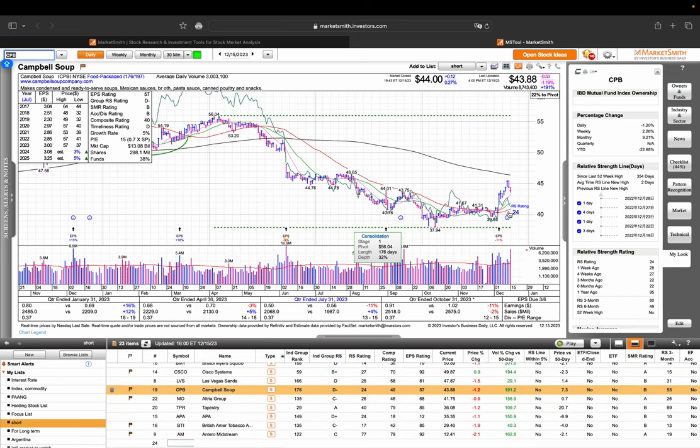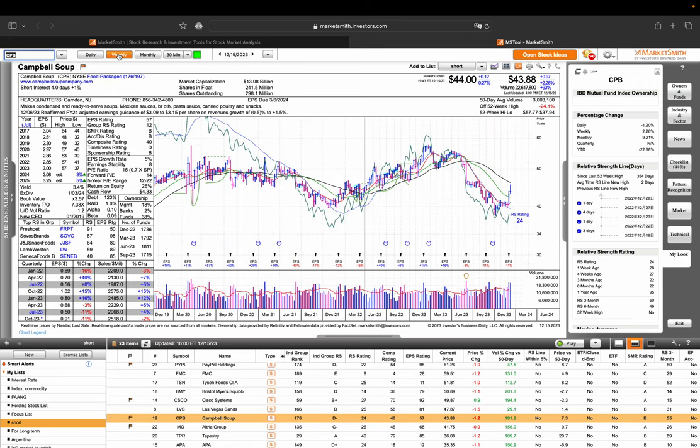Campbell Soup. Campbell Soup was in my long list last week, and now it's in my short list. Interesting, right? Some names go into the long names or short names week by week. It changes. So that's another interesting point, I think. Campbell Soup has been in a strong downtrend, and the DMAs are all still downtrending, but price spiked high for the last 2 weeks, and the numbers are still weak, right?